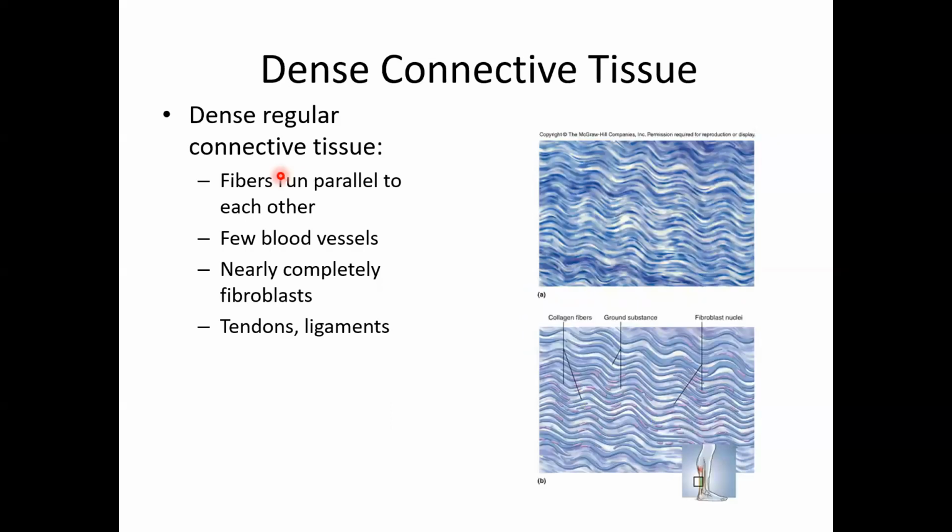Dense connective tissue is mostly fibers. Now, while it's not an avascular tissue, when we look at this tissue, and this is dense regular connective tissue, the fibers are running in parallel, there's not a lot of room for blood vessels. So while it's not avascular, it doesn't have a giant blood supply. Most of the room is taken up by fibers. The cells will be fibroblasts, making that extracellular material. This is what tendons and ligaments are made out of.